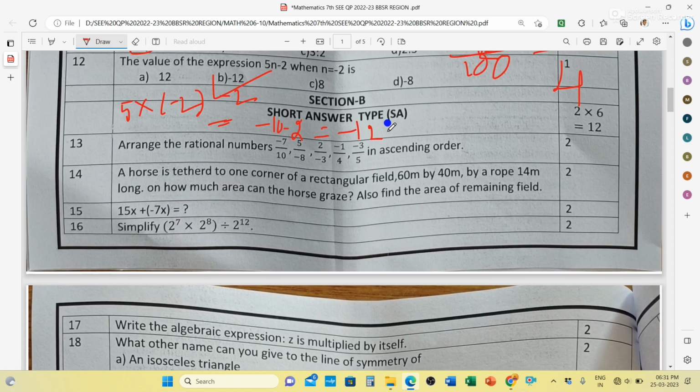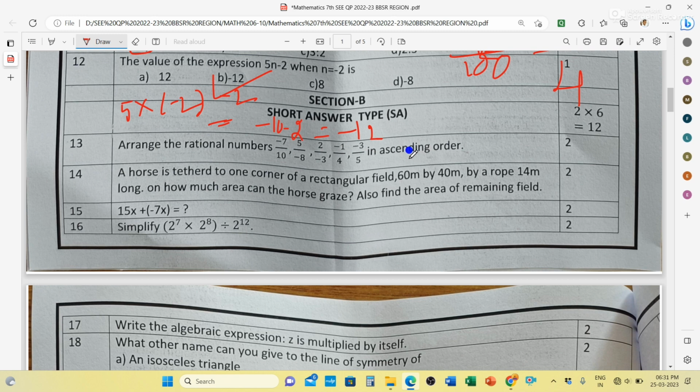So answer will be minus 12. Now we will come to section B, carrying short answer type questions. Here are 6 questions, each question carrying 2 marks, so total 12 marks. Question number 13, arrange the rational numbers minus 7 by 10, 5 by minus 8, 2 by minus 3, minus 1 by 4, minus 3 by 5 in ascending order.